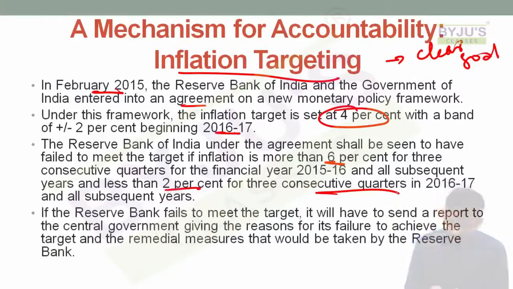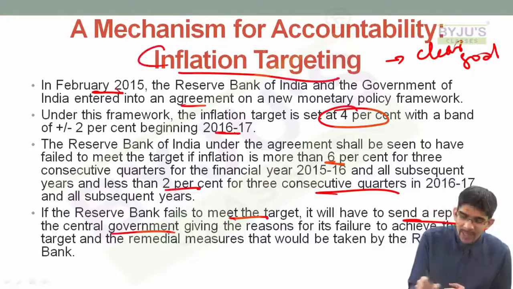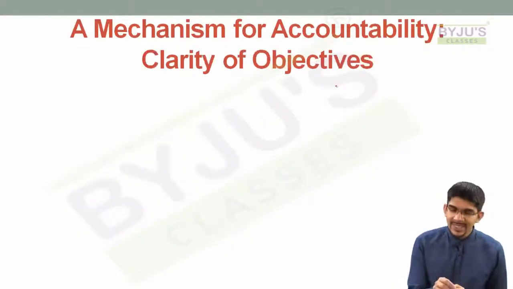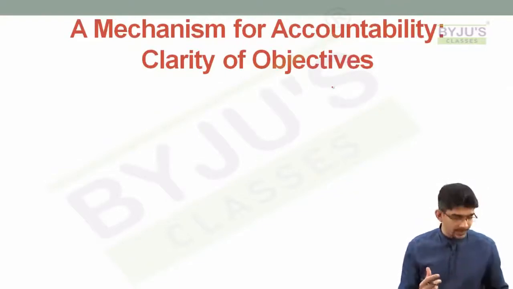Now, if the Reserve Bank of India fails in this manner, it will have to send a complete report to the central government giving the reasons for its failure and all its plans to achieve the targets, what remedial measures it's going to take, etc. So this means now RBI will have to be even more careful, even more active, even more proactive in policy making so as to meet the inflation targets. So this is clearly a mechanism for accountability. This gives clarity of objectives.